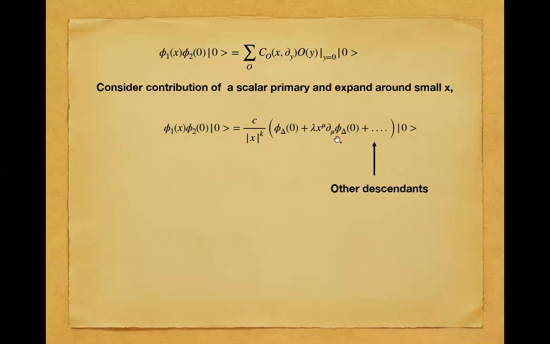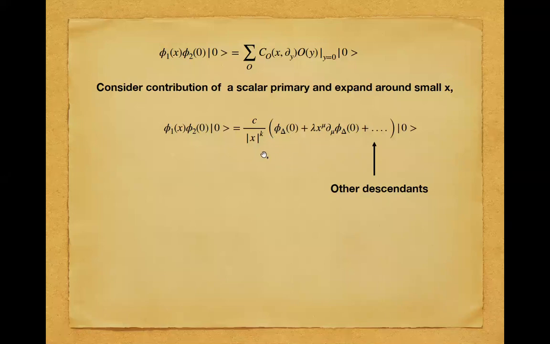And I'm thinking that you have to sum over all the primaries that you have in the theory. Let's say we are interested in computing this for a scalar field, so this O is a scalar. For that scalar primary, if we expand this function around small x, then in the first two orders you get something like this. This is just leading order in x, and this is linear in x, and there are other terms which are basically the other descendants of the field phi delta 0.